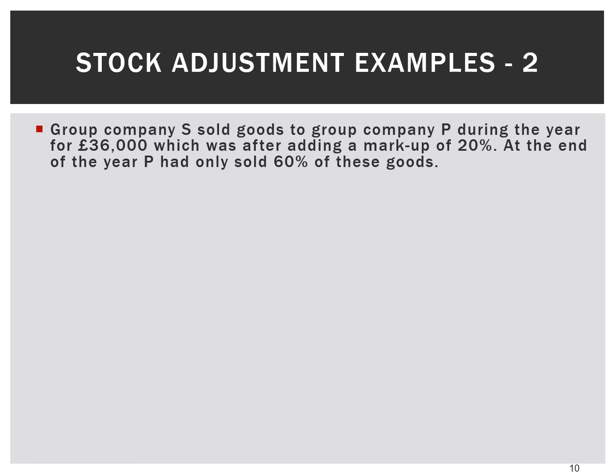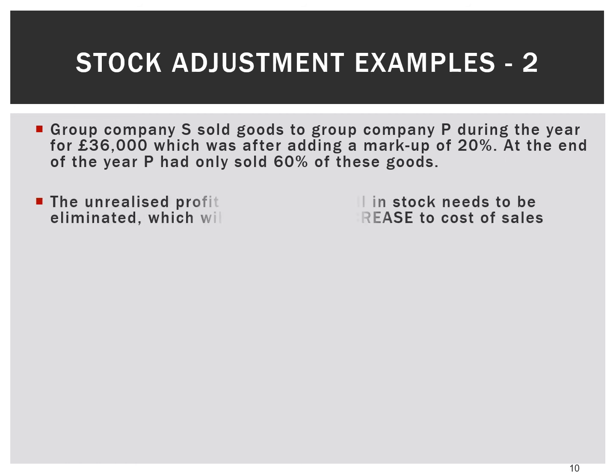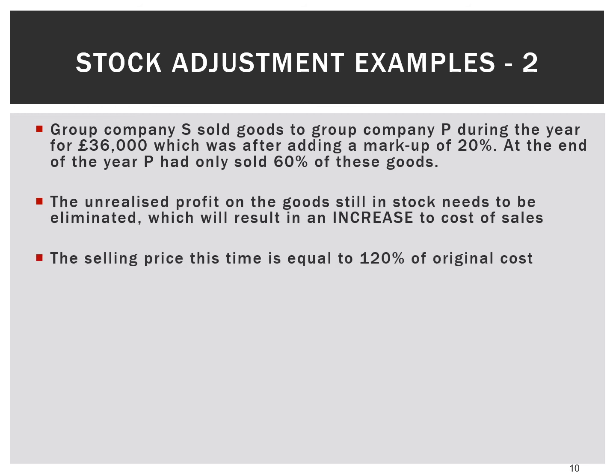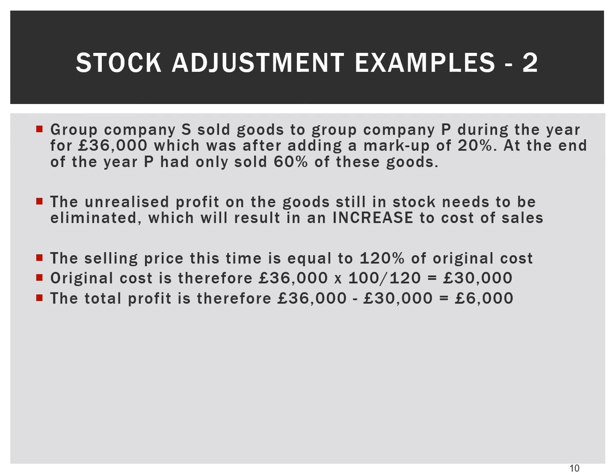And at the year end, the parent company had sold 60% of those goods, so 40% of them are still in stock, and we've got to reduce the value of that stock down to the original purchase price that S paid. Remember, this will be added to cost of sales. And we know the selling price is equal to 120% of original cost. Original cost is therefore 30,000, and that means that the total profit is £6,000.